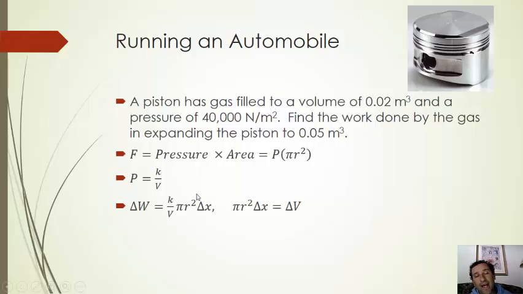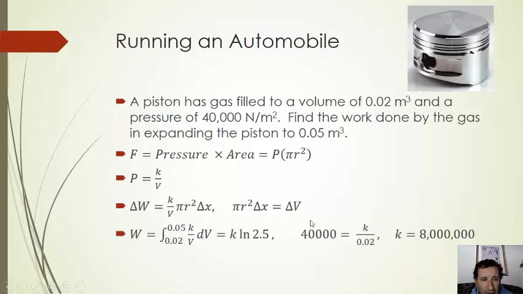So now we can look at the work. So the work for that little tiny piece, to move it a little bit, is going to be the pressure times the area, because that's the force, times the distance traveled, delta x. But now note that pi r squared delta x is delta V, because the piston is cylindrically shaped, and the volume of a cylinder is pi r squared times the height. The height is delta x, so there's my little volume.